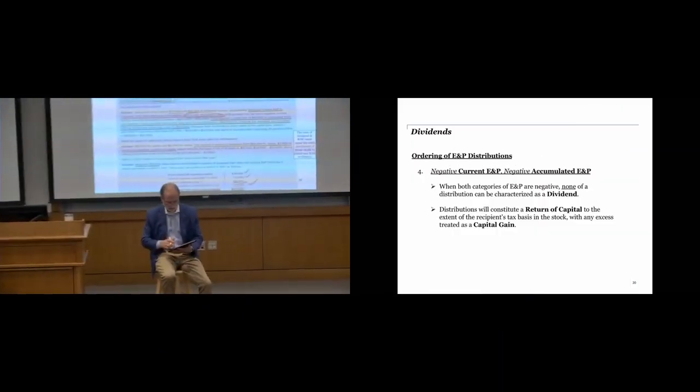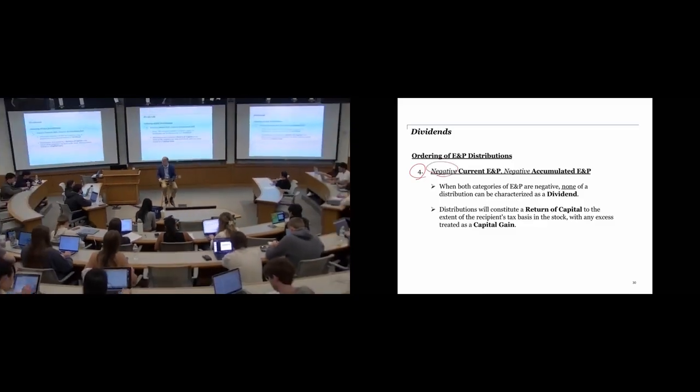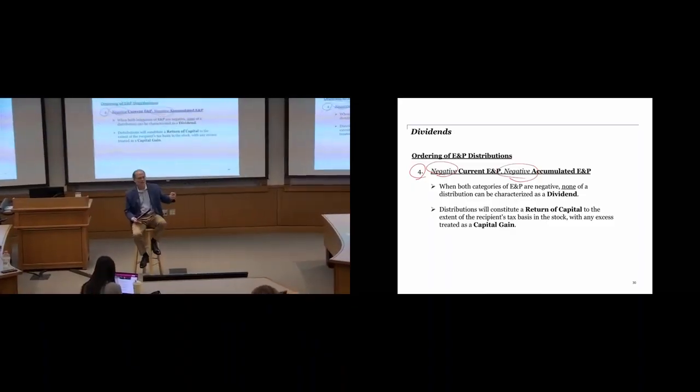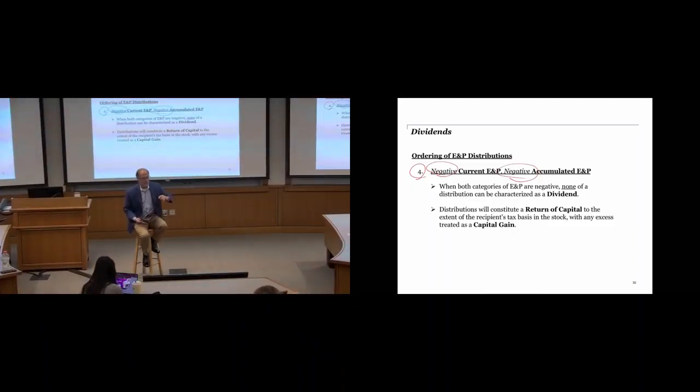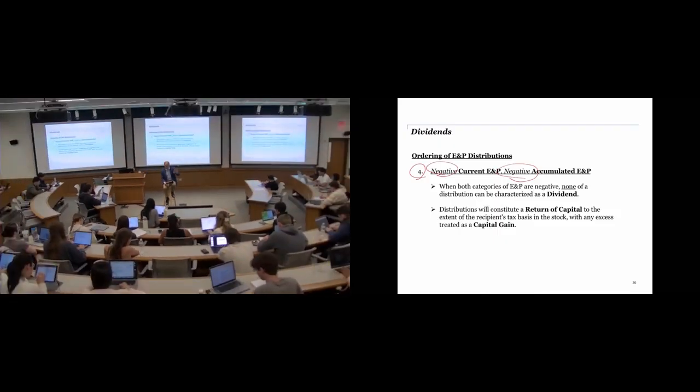Okay. And lucky for us, number 4 is very simple. The only other possible scenario we have is good old-fashioned negative current and I'm negative, right? So probably started early or chronically just my business is not doing well. But now I have no E&P. So this one's super simple. Can't have a dividend if you don't have E&P, right? So none of the distribution will be characterized as a dividend, so I automatically jump to return of capital to the extent of the recipient's tax basis, and then my catch-all is capital gain on distribution above that.